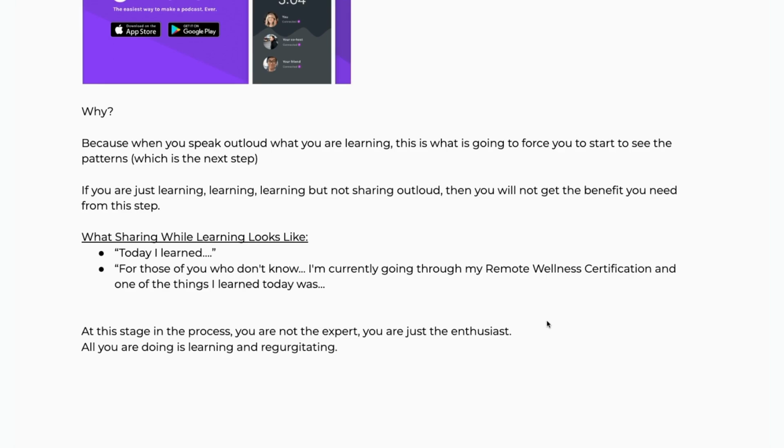For those of you who don't know, right now I'm working on putting my framework together, how I'm going to be able to crack helping people with type 2 diabetes, and all of the things that I learned today are, right? And so at this stage in the process, you're not trying to position yourself as an expert. All you're doing is you're just the enthusiast. You're just the enthusiastic learner who is sharing exactly what it is that they are learning, right? So all you're doing is you're learning and you're regurgitating so far inside of this process.